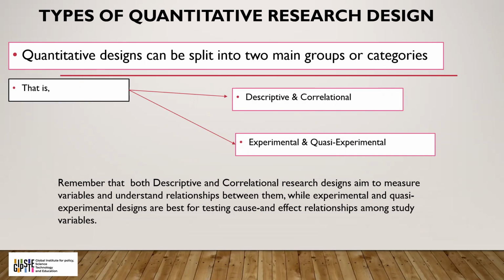Remember that both the descriptive and correlational research designs aim to measure variables and understand the relationship between them, while experimental and quasi-experimental designs are best for testing cause and effect, underlying the cause and effect relationships among study variables, okay? So the descriptive and correlational research designs aim to measure variables and understand the relationship between them. But the experimental and quasi-experimental designs are best for testing cause and effect relationships. Take note of that.